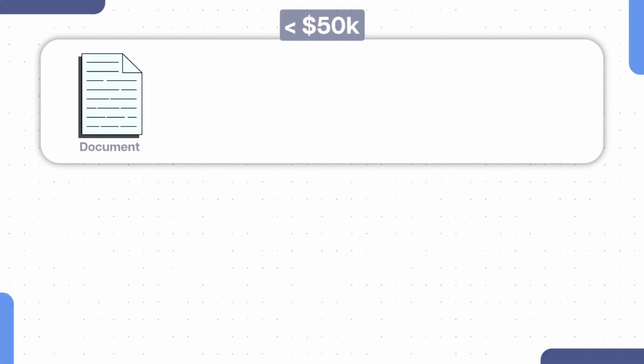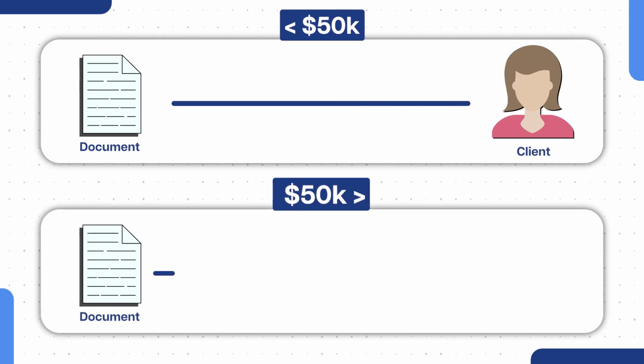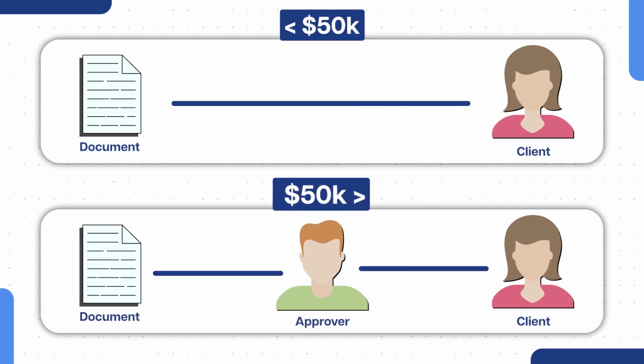The way that you're going to be able to work with Docusign templates is limited. One example of this would be if you send a contract to someone, then based on the deal value, you want that contract to go to a different person. So if it's under 50K, you want it to go straight to the client. And if it's above 50K, you want it to go first to an internal approver.